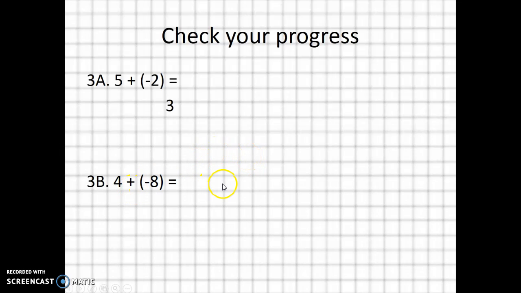Let's look at 3B, 4 plus -8. This time we've got a negative number with a greater absolute value than the positive number, right? Because the absolute value of -8 is 8. Visualizing again on our number line, if we started at 4 and then moved to the left 8 spaces, we would end up at -4. So again, what I'm doing is taking the difference between the two numbers and keeping the sign of the number with the greater absolute value.